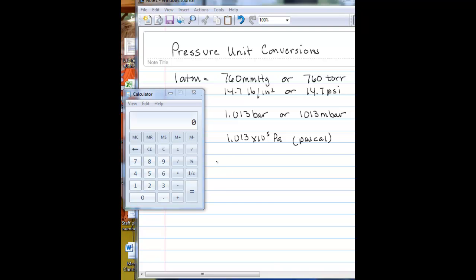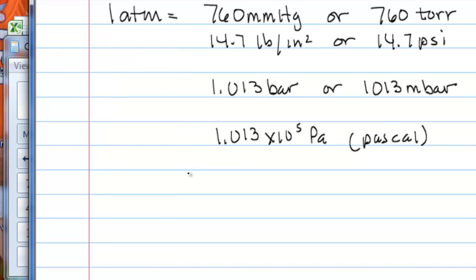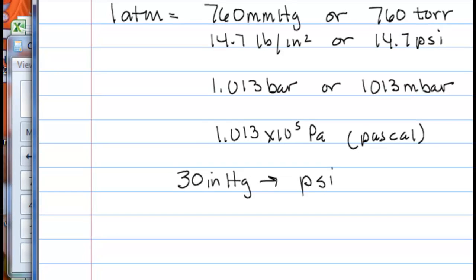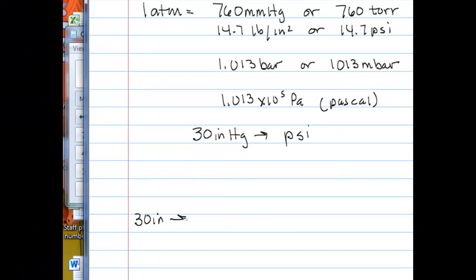So if you were told that you needed to convert 30 inches of mercury into psi, the way I would do this is to take the 30 inches of mercury, convert it into millimeters of mercury, and then convert it into psi.